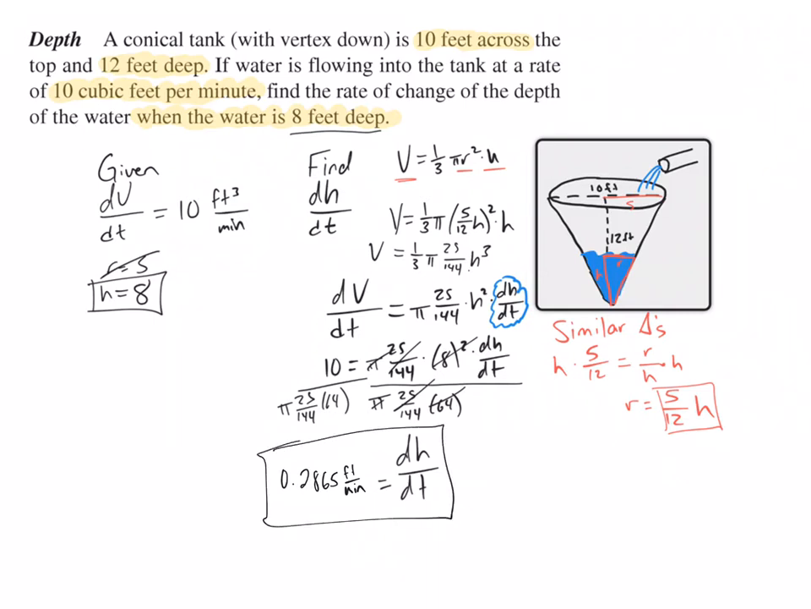So the important part of this problem was realizing that we have to use similar triangles to rewrite the radius in terms of height in order to substitute back into the volume to get this volume equation only in terms of the height. Okay?